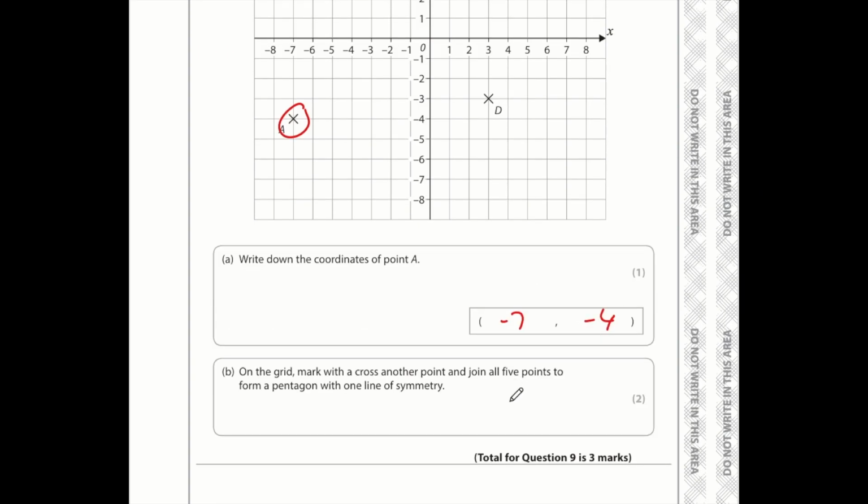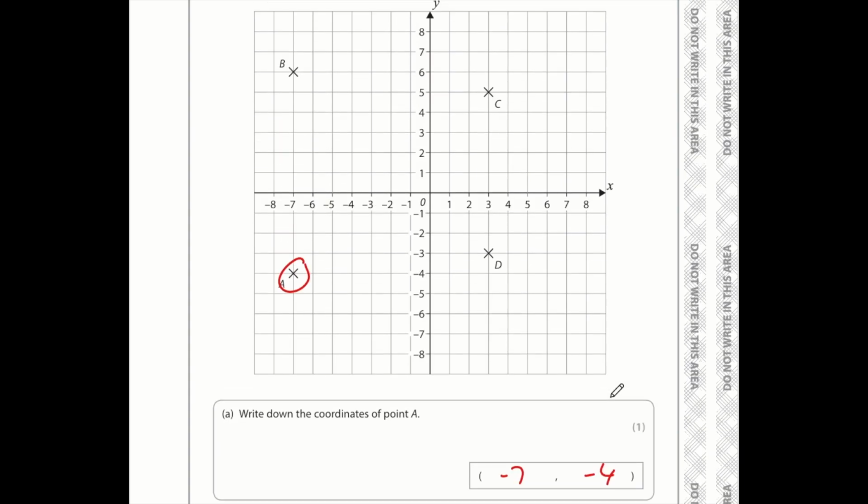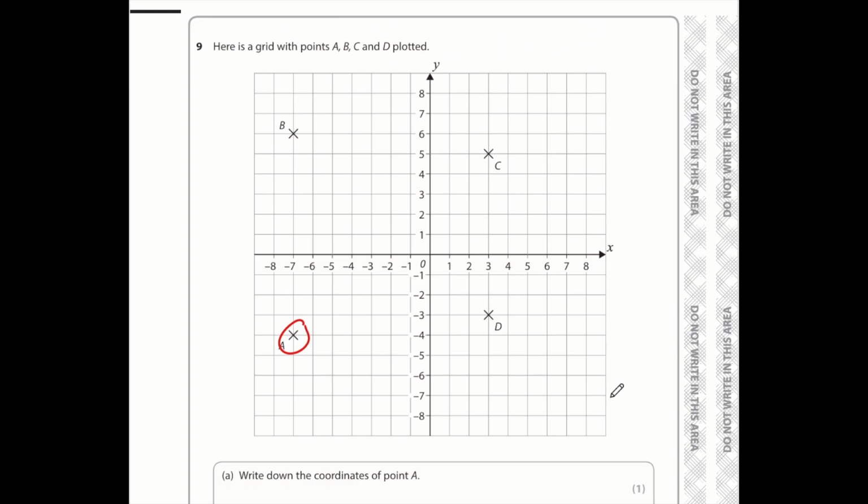Part B, on the grid, mark with a cross another point and join all 5 points to form a pentagon with one line of symmetry. Okay, so what I've noticed is that B and A are in a straight line, as are C and D. C is 1 square down from B and D is 1 square up from A. So if I plot the 5th point somewhere over here, then the line of symmetry will be sort of halfway between A and B and halfway between D and C.